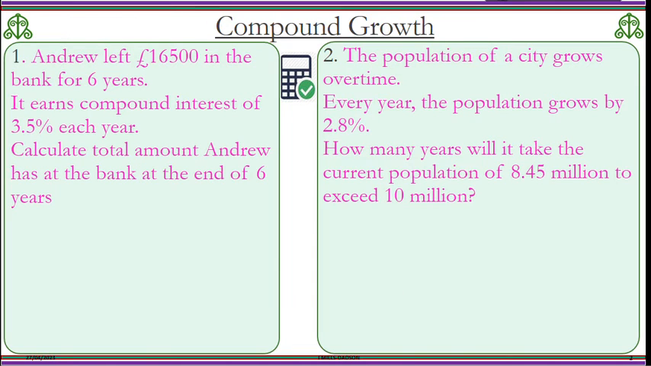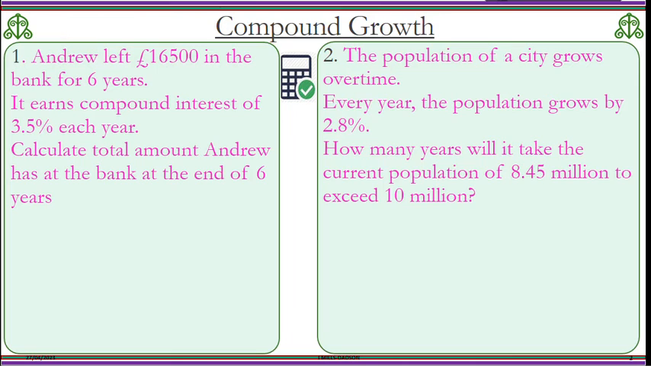Andrew left £16,500 in the bank for 6 years. It earns compound interest of 3.5% each year. Calculate the total amount Andrew has at the bank at the end of 6 years. So how do we know it's a compound question? Well, most of the time the word compound is mentioned in the question. If not, we are earning this 3.5% over a number of years, so that is continuous compounding.